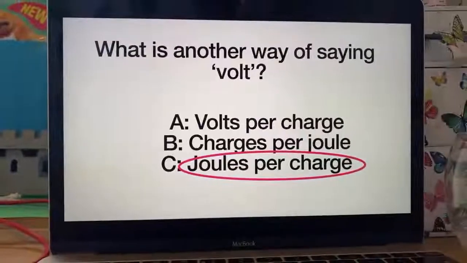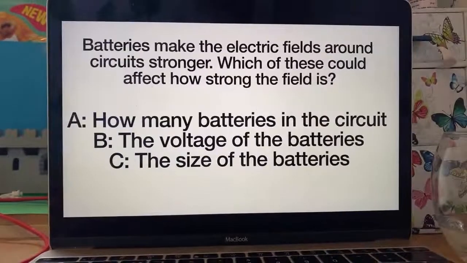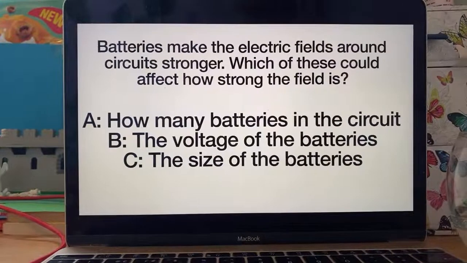Right. Finally, I think this is the last question. Batteries make the electric fields around circuits stronger. Which of these could affect how strong the field is? It might be 1 of these, it might be 2 of these, it might be all 3 of them. What affects how strong the electric field in a circuit is? Is it A, how many batteries are in the circuit? B, the voltage of the batteries? Or C, the size of the batteries? Which of those could affect the strength of the electric field, like how much force the electrons experience?